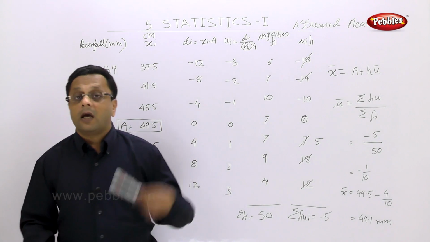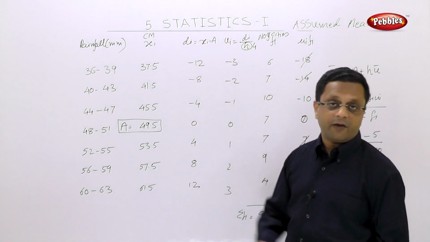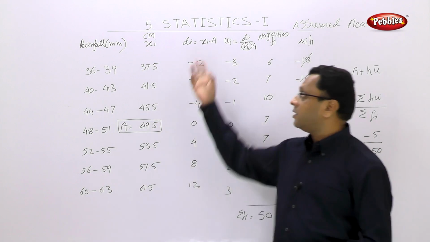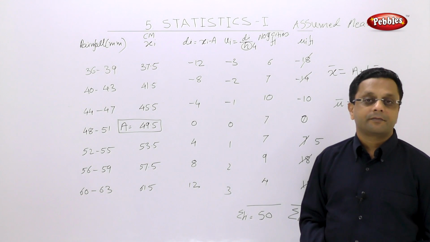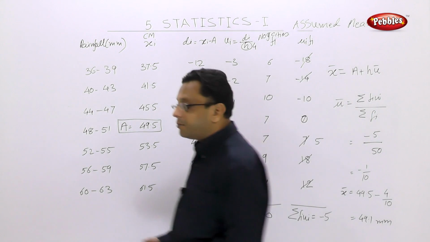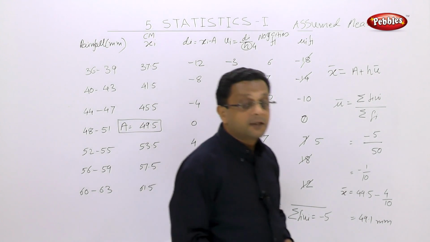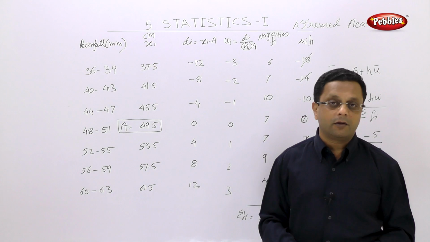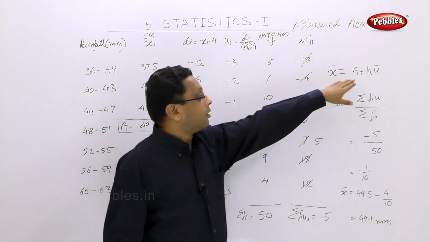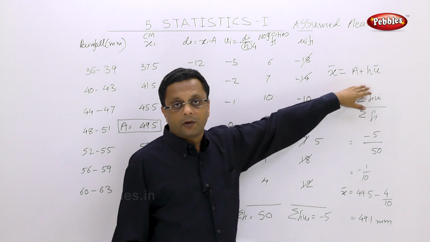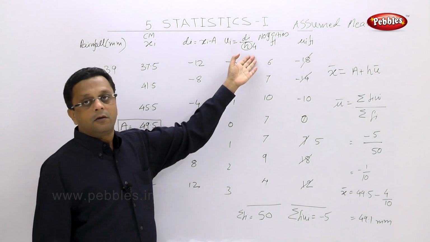Direct method, assume mean method. Direct method is xifi, assume mean method is difi, and shift of origin method is uifi. Mind well, don't stop with just finding d bar or u bar. We have to find x bar, that is the mean. So apply the ultimate formula. I don't think you need to remember this formula by heart. You just have to remember what we did. Since you divided by h here, you have to multiply.